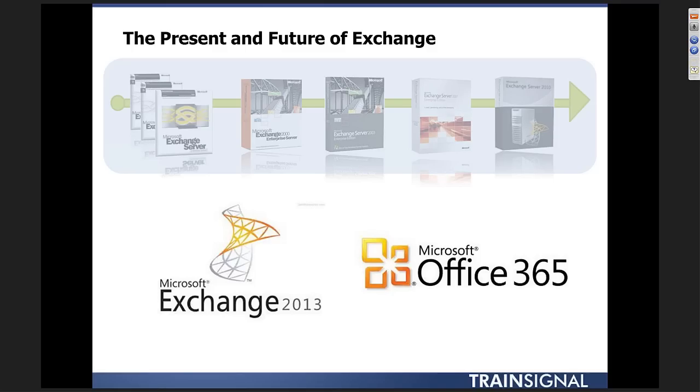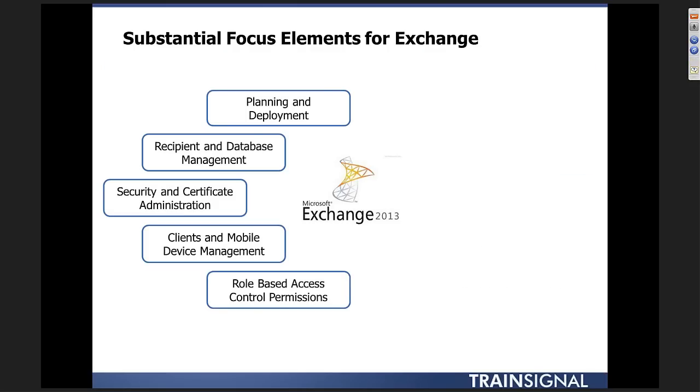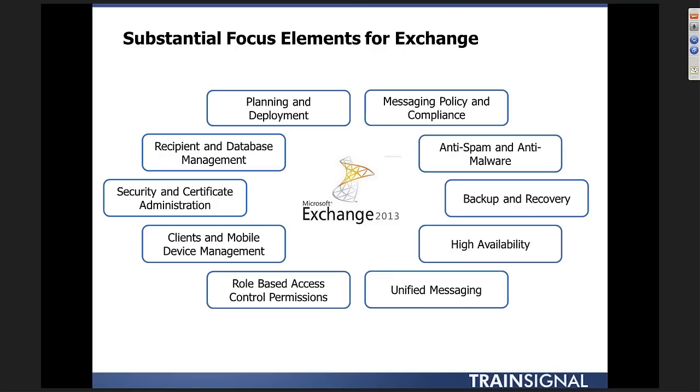If we look at the various elements of Exchange, we can see that Exchange has so many different pieces to it. We have on the left-hand side planning and deployment for Exchange, recipient and database management of Exchange, security and certificate administration, clients and mobile device management, and role-based access control permissions. On the right-hand side, going a little bit deeper into the world of Exchange, we see messaging policy and compliance, anti-spam and anti-malware, backup and recovery, high availability, unified messaging. So, I mean, there's so much that you can focus on when it comes to Exchange.